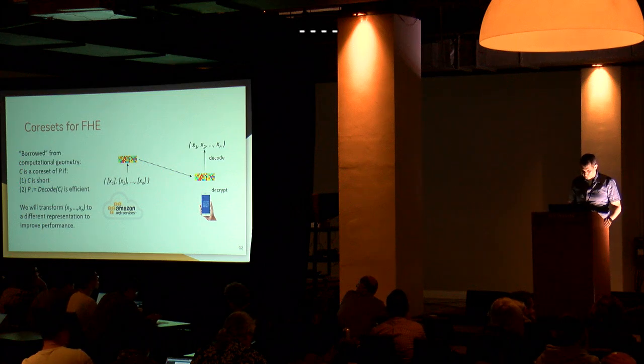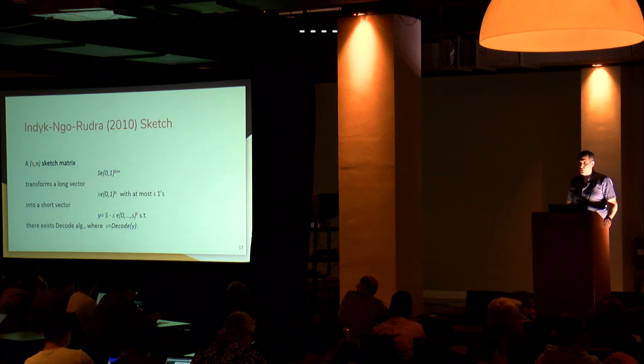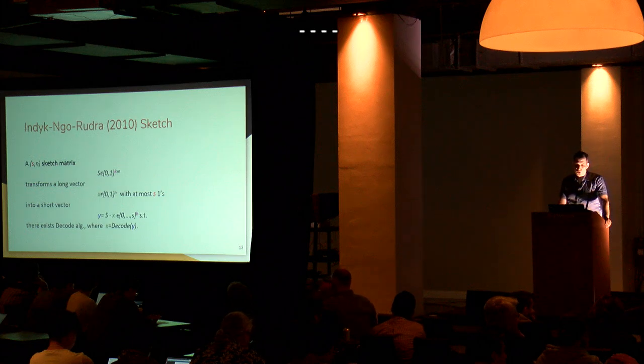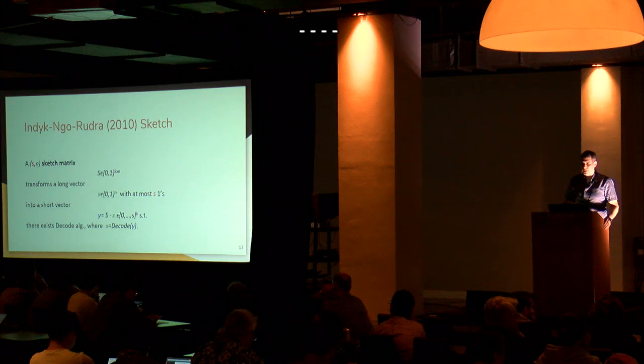So the coreset we are going to use is a sketch by Indyk, Negev, and Rudra. They showed that there is a sketch matrix that can transform a long vector, an n-dimensional vector, into a shorter vector, a k-dimensional vector. We'll say what k is in a minute.